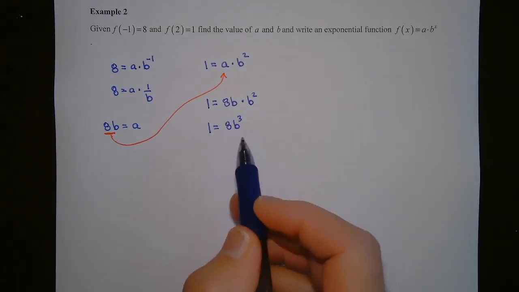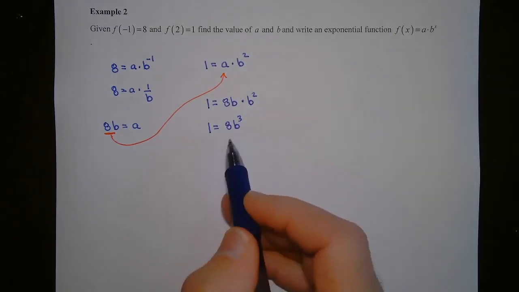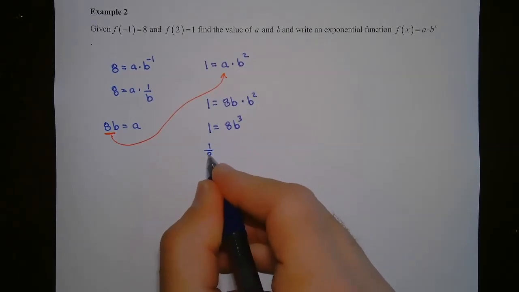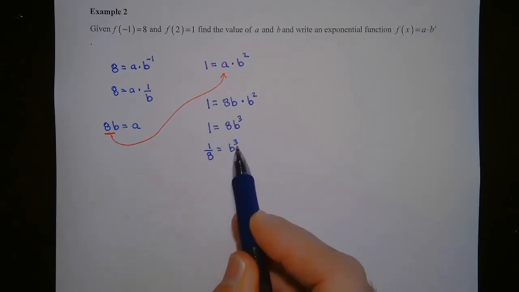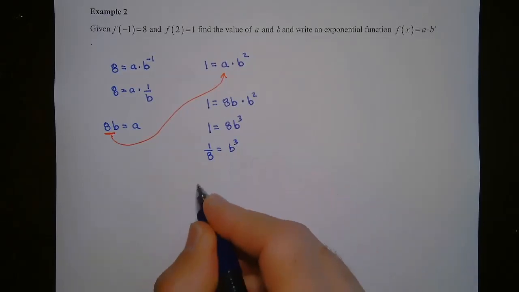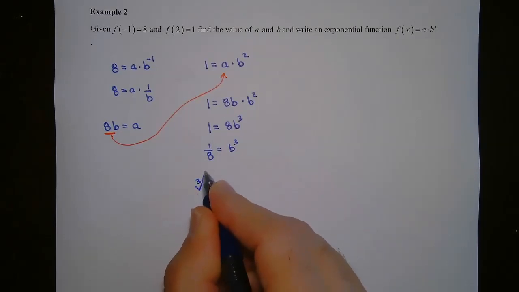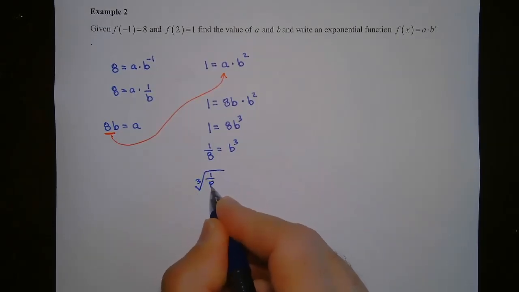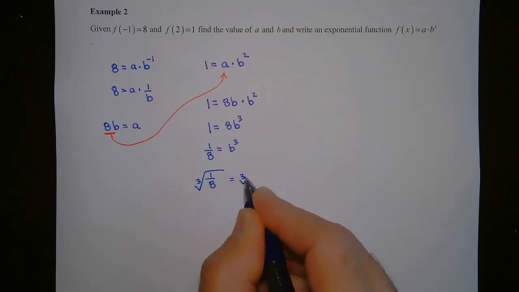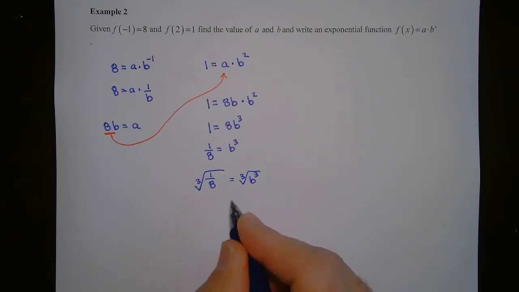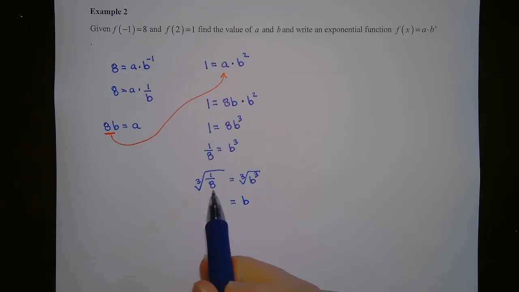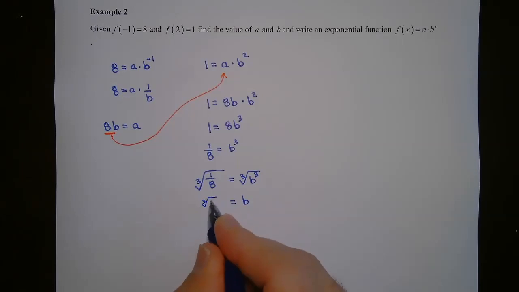Because this is just an equation with one variable, b, I'm going to divide both sides by 8. So that gives me 1/8 is equal to b cubed. To undo cubing, I can cube root. So I'm going to cube root both sides. With odd roots, these are going to undo each other, so the right side is going to be b. And the cube root of 1/8 is the same as the cube root of 1 over the cube root of 8.